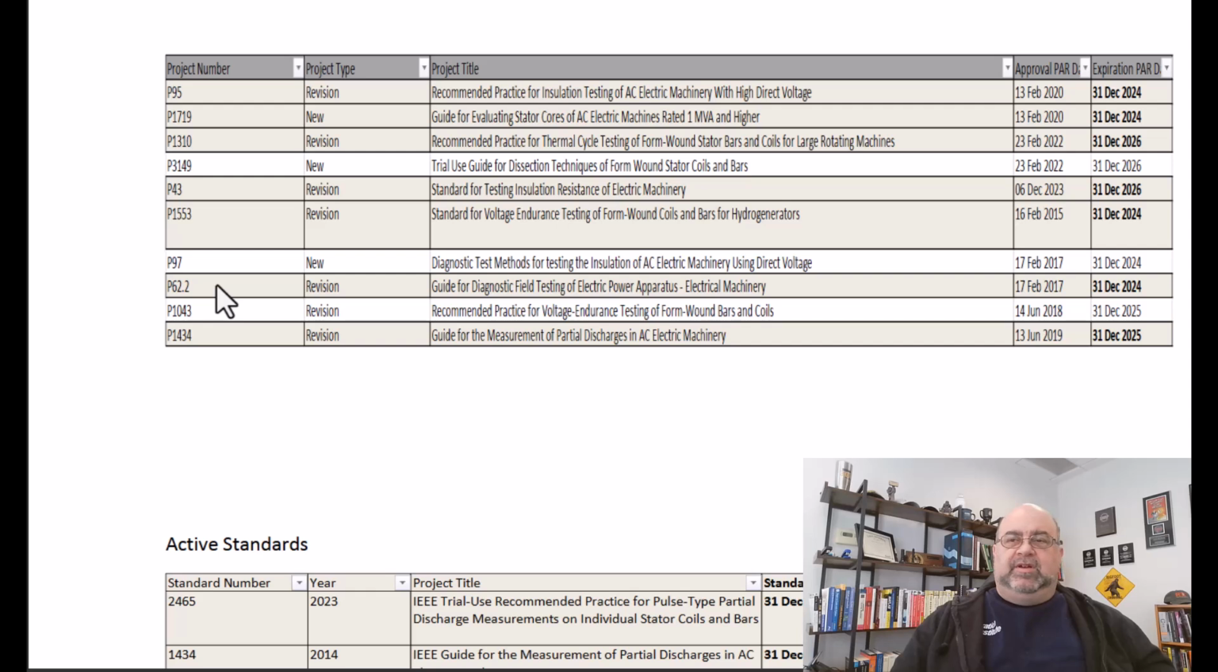62.2, one of the really, really serious standards that people often forget. This is the Guide for Diagnostic Field Testing of Electrical Power Apparatus or Electric Machinery. So this standard here lists out all the more common tests. I had submitted a statement on electrical and current signature analysis, but I had submitted it late. I thought it had already gone through, but apparently it was kicked back after voting because, I tell you, electric machinery testing is a very divisive field.